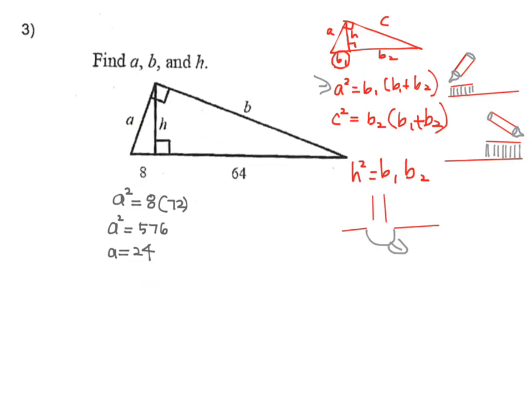All right, now, next one would have been the other way, the B squared, or H. Let's go for the H squared. How do you go for H squared? H squared, we can use the smiley face here. That means H squared is equal to 8 times 64.